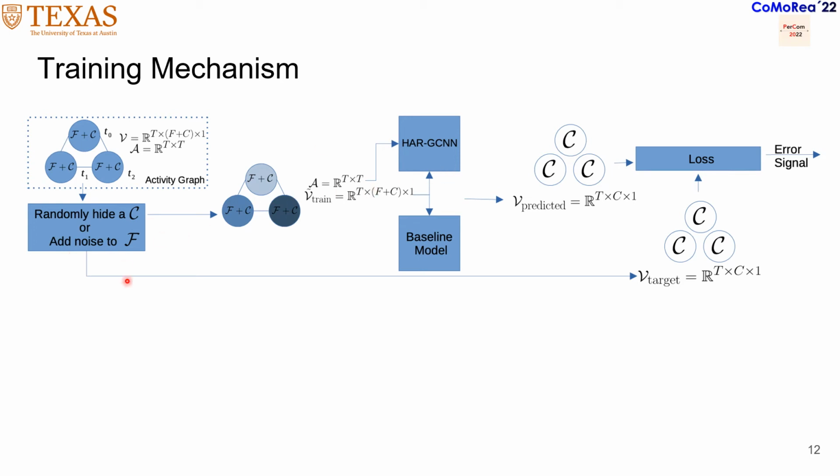Then we use this random hiding and added noise as an augmentation for the original dataset, and we train either our model, HAR-GCNN, or the baseline models we described before. We use a loss function that is cross entropy in the case of the PAMAP dataset, or binary cross entropy in the case of the multi-label problem of the ExtraSensory dataset.